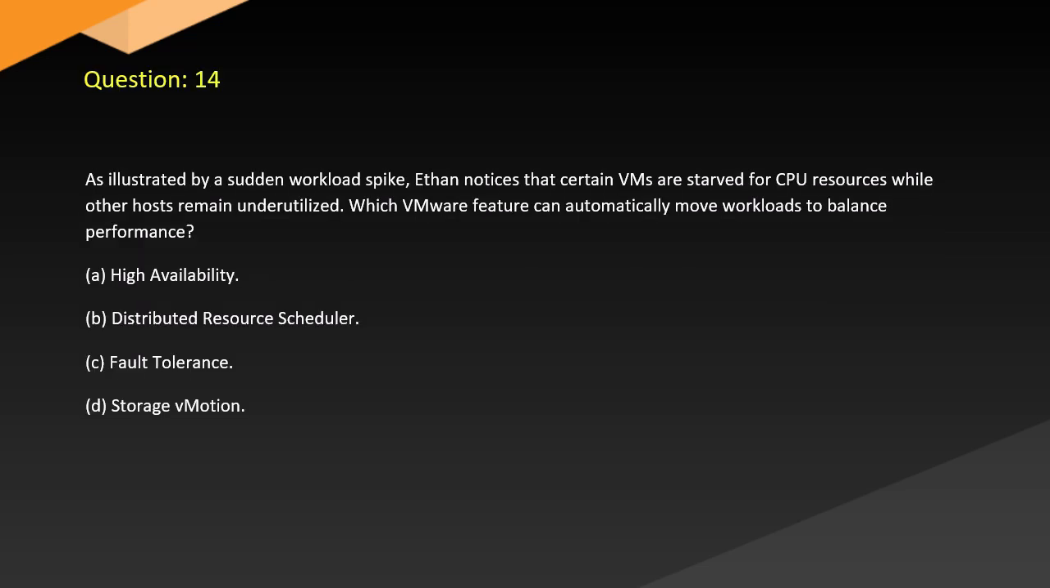Question 14. Illustrated by a sudden workload spike, Ethan notices that certain VMs are starved for CPU resources while other hosts remain underutilized. Which VMware feature can automatically move workloads to balance performance? A. High Availability. B. Distributed Resource Scheduler. C. Fault Tolerance. D. Storage vMotion.